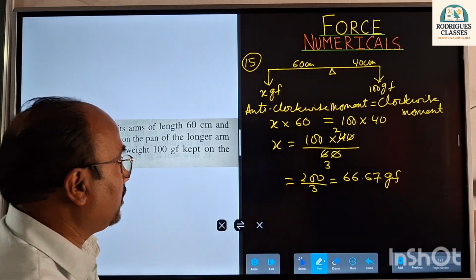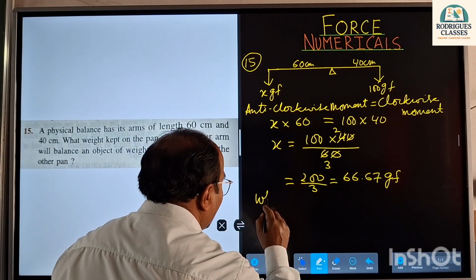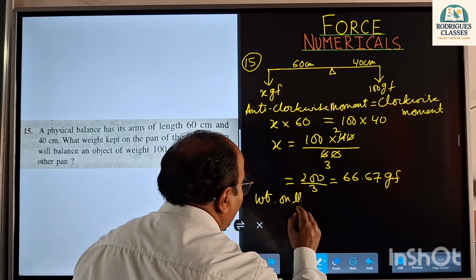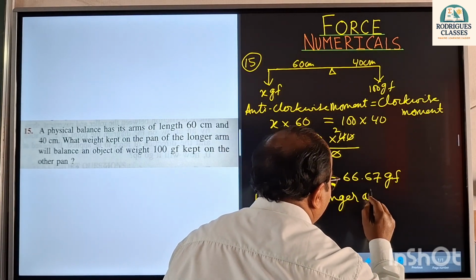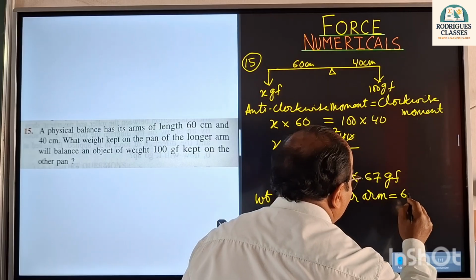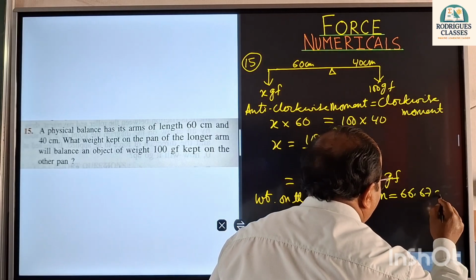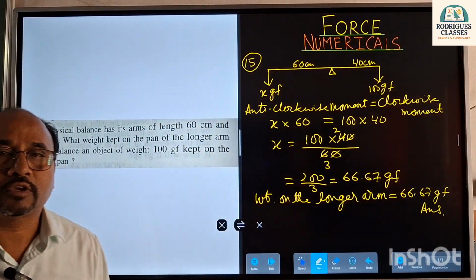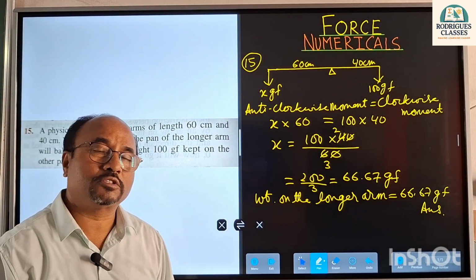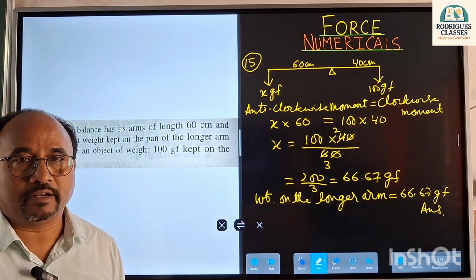So the weight on the longer arm equals 66.67 GF. This is our answer. Okay, so a very direct sum this was, just applying the principle of moment, you get it.